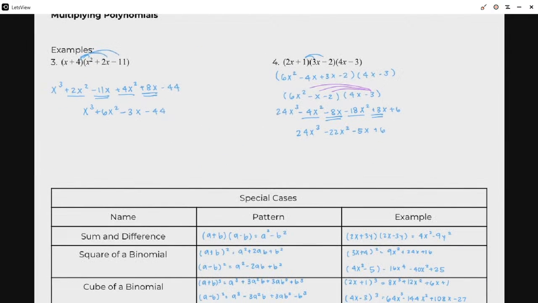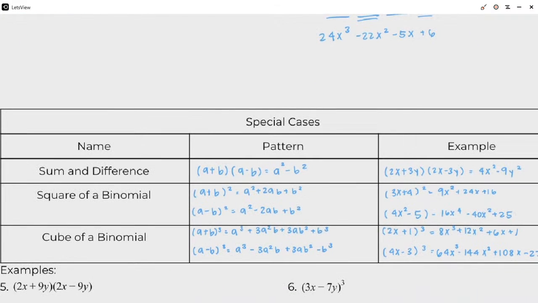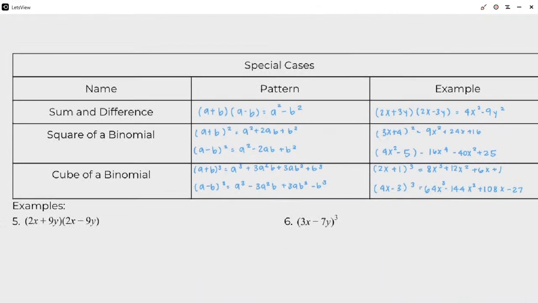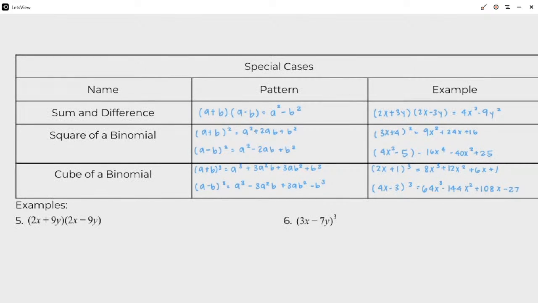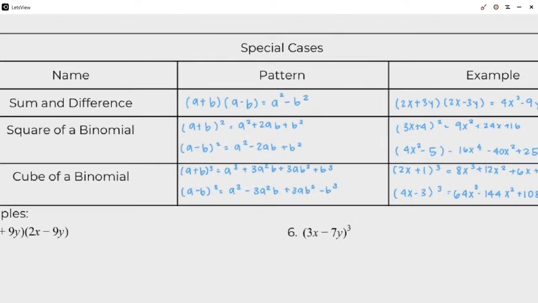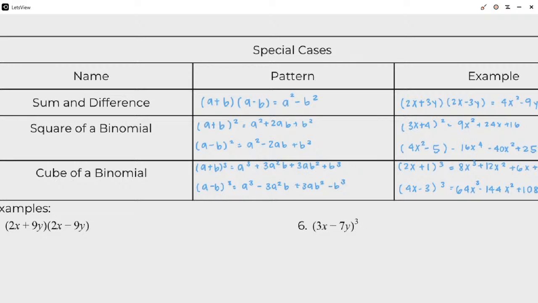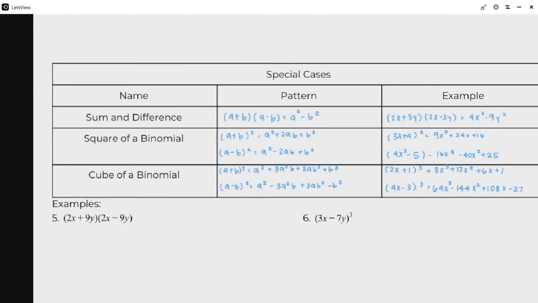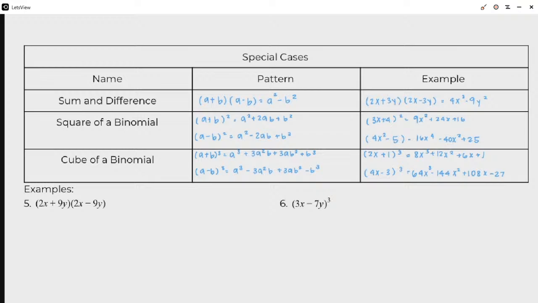Okay, there are some special cases. So there is the sum and difference, which is kind of like the opposite or backwards of difference of two squares. So if we have a plus b times a minus b, when you multiply that, you'll get a squared minus b squared. Then we have square of a binomial, which is like the perfect square trinomial when we were factoring. So a plus b squared is a squared plus 2ab plus b squared, and a minus b squared is a squared minus 2ab plus b squared.